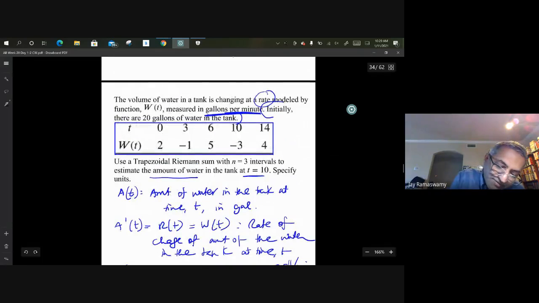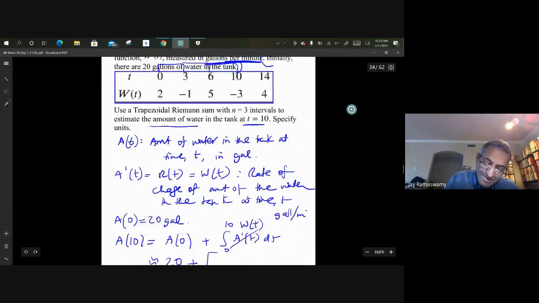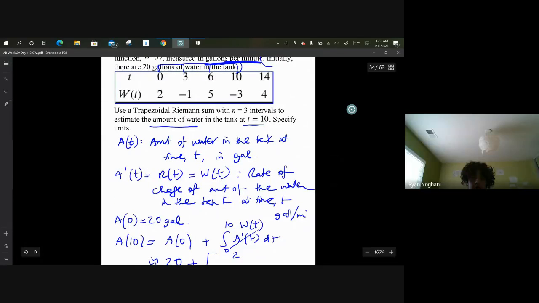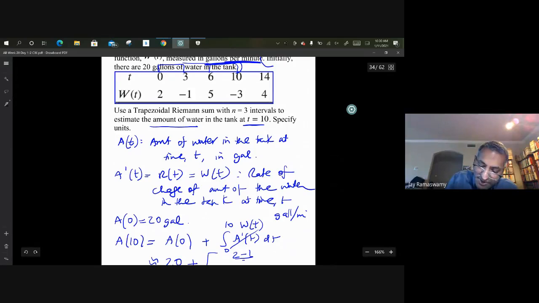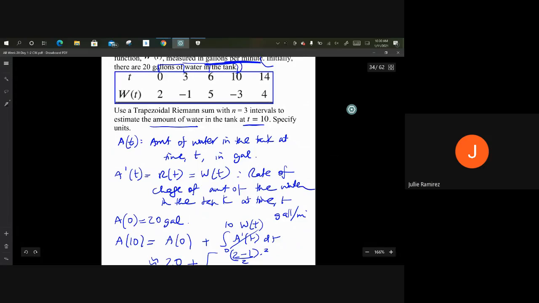Everybody look at the board. I'm drawing it for you. We're only going from 0 to 10. So we're doing trapezoidal Riemann sum. Who's got the hang of it? It's 2 minus 1 over 2 times 3. Very good.